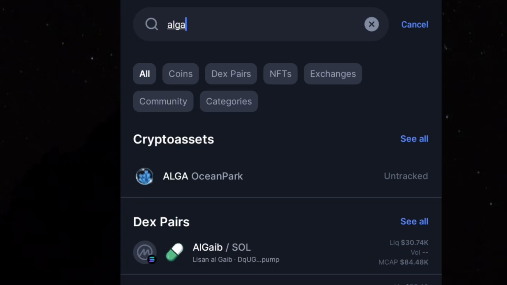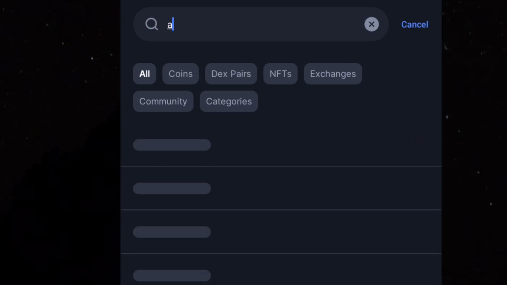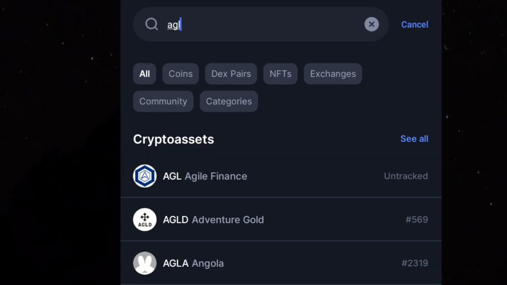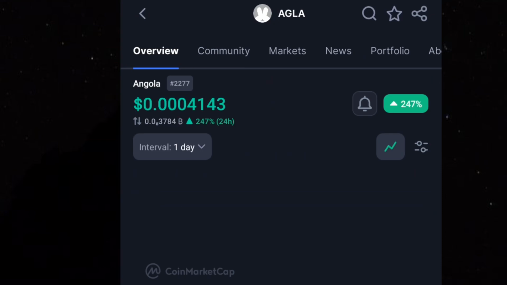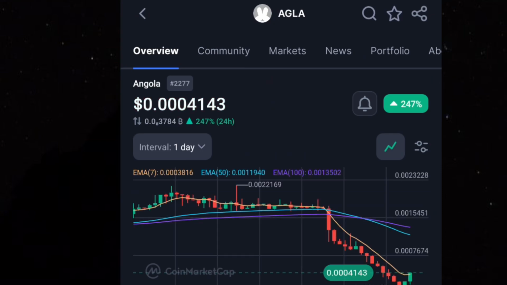Okay, looks like I'm making a mistake. It is Agla. Okay, yes, this is more like Angola. And once you are here, this is the price of Agla on CoinMarketCap. You have to double check. That's the truth. Even for me, that I make use of paid tools, I always double check.